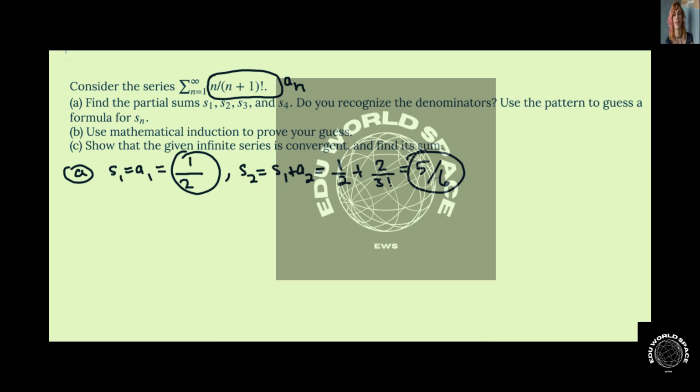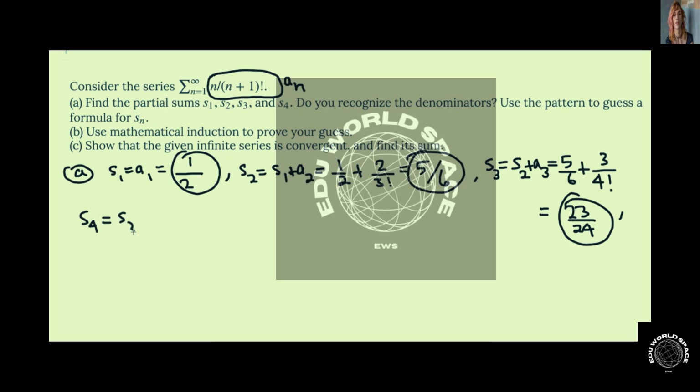Do we have enough to guess a pattern yet? Probably not yet. Let's go ahead and find a few more terms. S3, it's just S2 plus A3. So 5 over 6 plus 3 over 4 factorial. That'll take a little work to simplify, but there we should get 23 over 24. One thing I notice is that the numerator is always 1 less than the denominator.